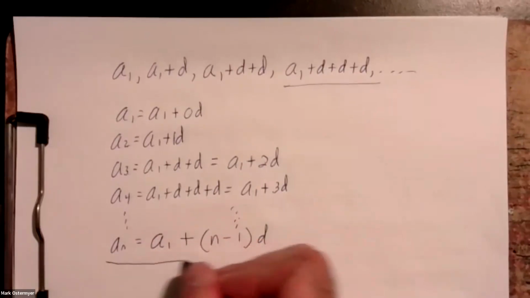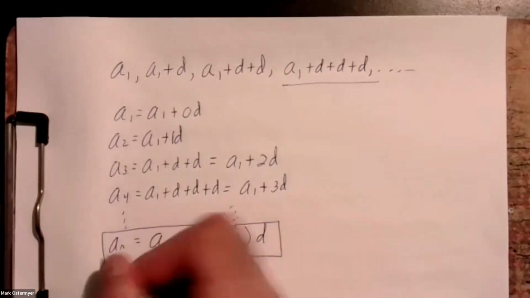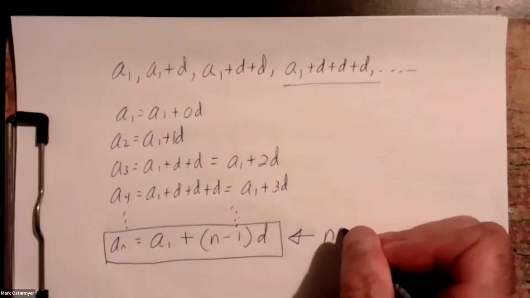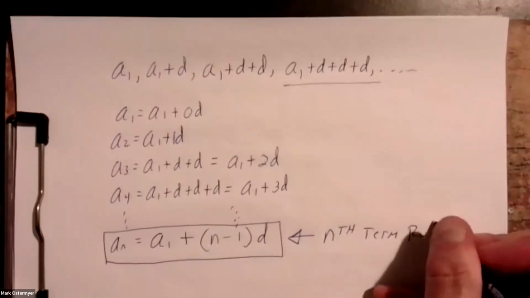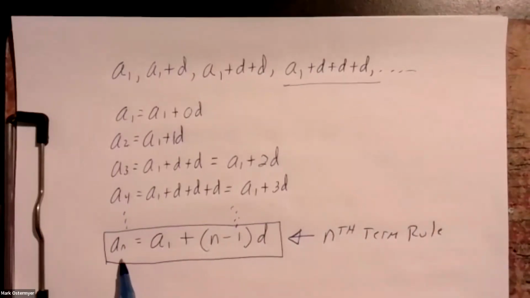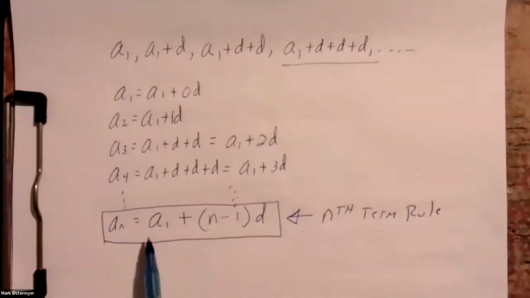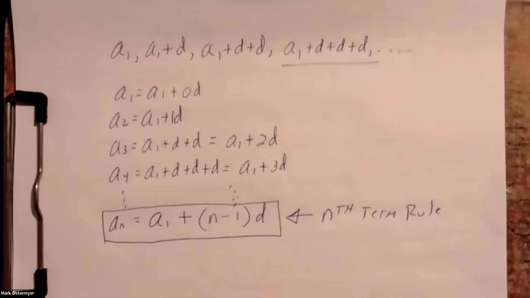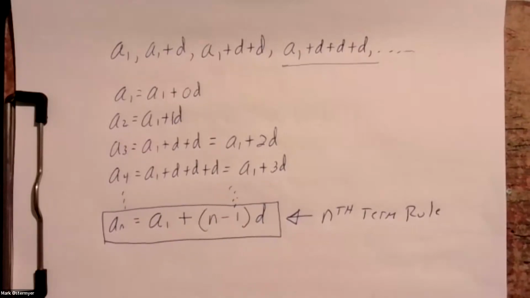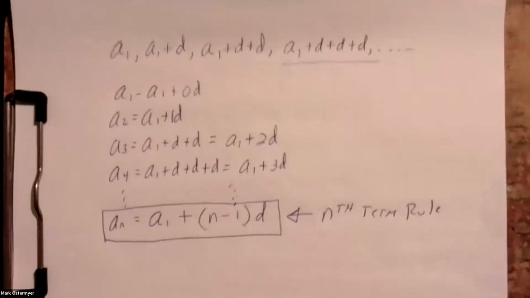And we have arrived at something very important here. This is called an nth term rule for an arithmetic sequence. The beauty of this rule is it can help us generate or crank out any nth term of an arithmetic sequence, as long as we know the first term and we know the common difference. So this is a very important formula to memorize for an arithmetic sequence. It's called the nth term rule for an arithmetic sequence. Okay. I would recommend you just memorize that or have it handy.